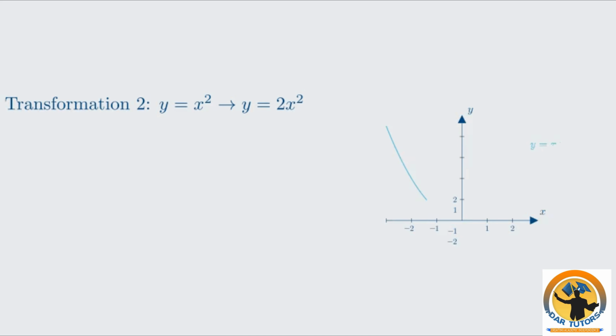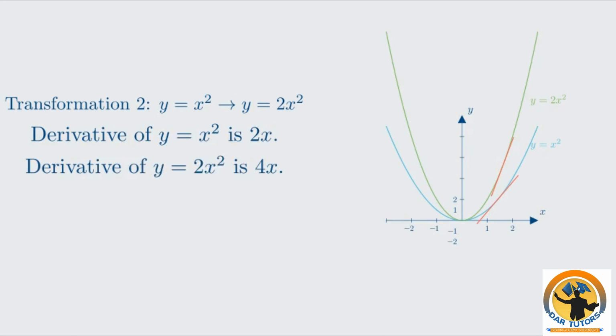Next, let's look at the transformation from y equals x squared to y equals 2x squared. This is a vertical stretch by a factor of 2. The graph becomes narrower. For any x value, the y value is now twice as large. How does this affect the gradient? The derivative of y equals x squared is 2x. The derivative of y equals 2x squared is 4x. Notice that the new derivative, 4x, is exactly twice the original derivative, 2x.